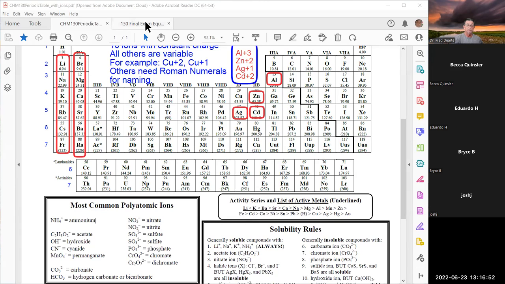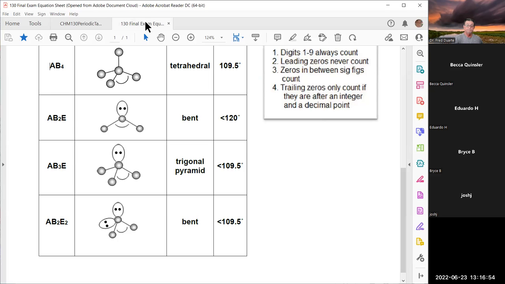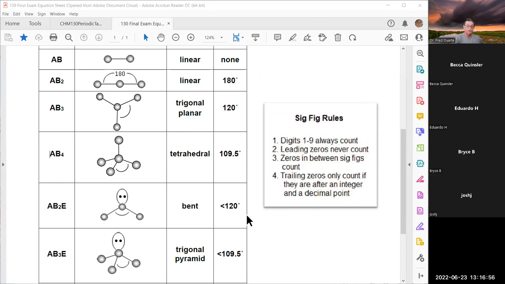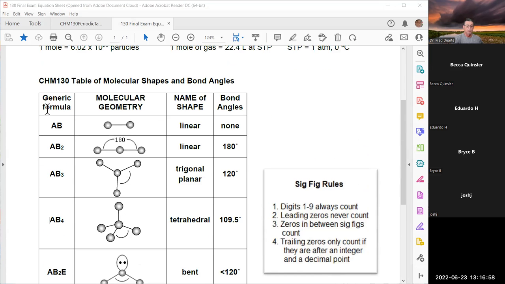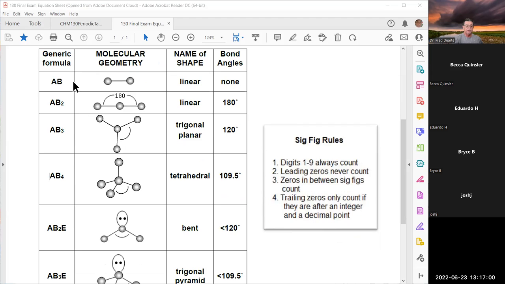which I hope you have downloaded and used, or are familiar with. We get the shapes table right here, where the first column represents the generic or general formula, AB,E. The second column is the geometry represented by the general formula, and the third column is the name of that geometry. And then there is a bond angle. This is the bond angle between whatever is bonded to the central atom.